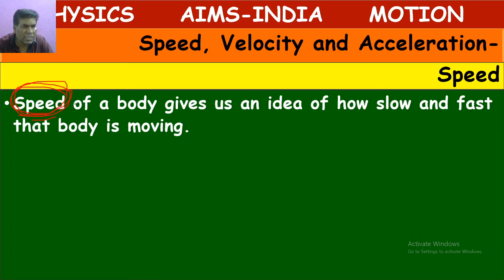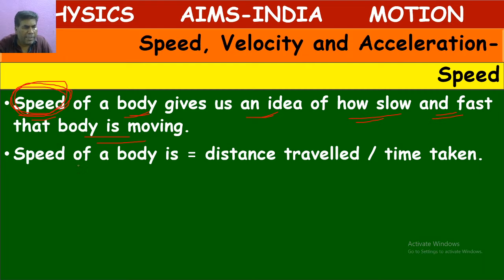Here speed means, for any body, it gives an idea about how slow or how fast the body is moving. So when we are moving on a bike, on any vehicle or on foot, how fast we are going, how slow we are going, that idea will be given by the word speed.